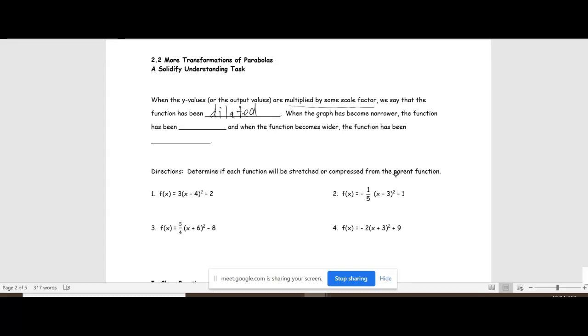So when the graph has become narrower, remember how we would make that narrower? Now, this is sort of counterintuitive. It's actually probably the opposite of what we would have talked about in the day when we talked about this. But when this gets narrower like this versus wider, so let's say this is the narrow one, this is our wider one, what this is actually called is stretched. It's been stretched vertically.